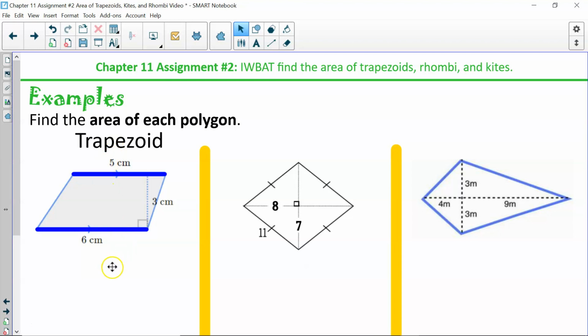And what formula do we use for a trapezoid? We have area equals b sub 1 plus b sub 2 times h divided by 2. So in this case, b sub 1 is going to be 5 centimeters, b sub 2 is going to be 6 centimeters, and then I'm going to highlight this perpendicular distance between those two parallel bases in green, and that is 3 centimeters. So let's find our pen and let's work this together.